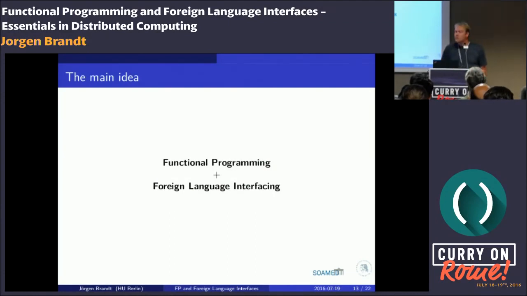And what I think is a worthwhile approach is the combination of these two ideas, so functional programming and foreign language interfaces. If we have these two together, then this can bring us much further compared to the point where we are right now.